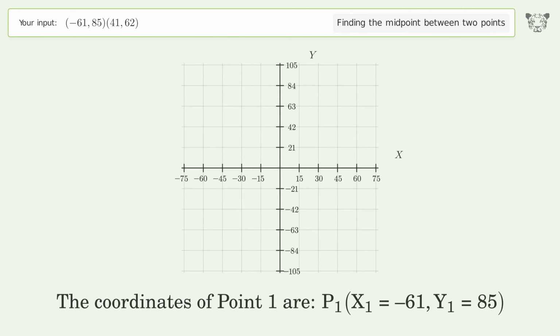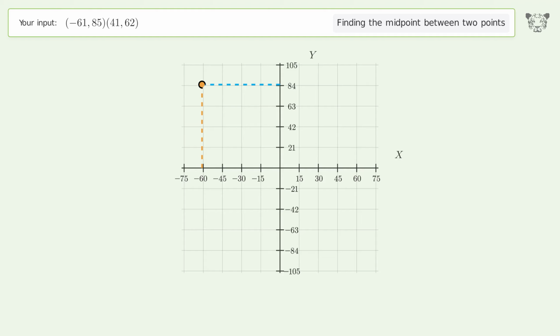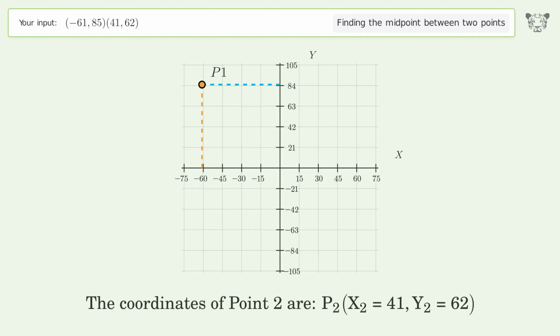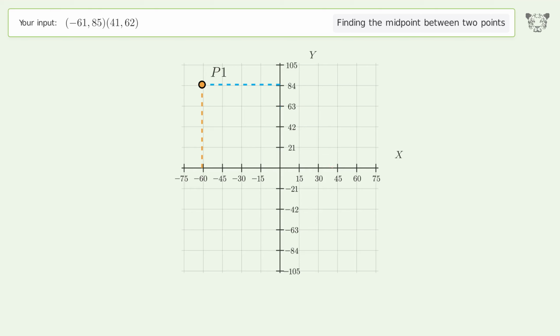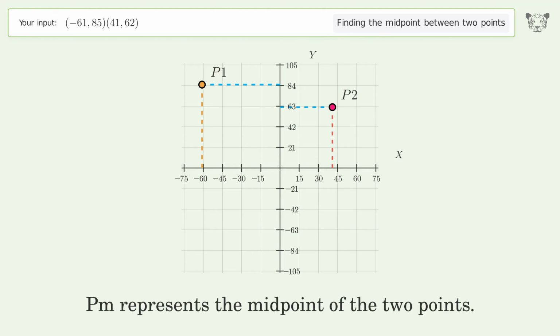The coordinates of point 1 are, x1 equals -61, y1 equals 85. The coordinates of point 2 are, x2 equals 41, y2 equals 62. PM represents the midpoint of the 2 points.